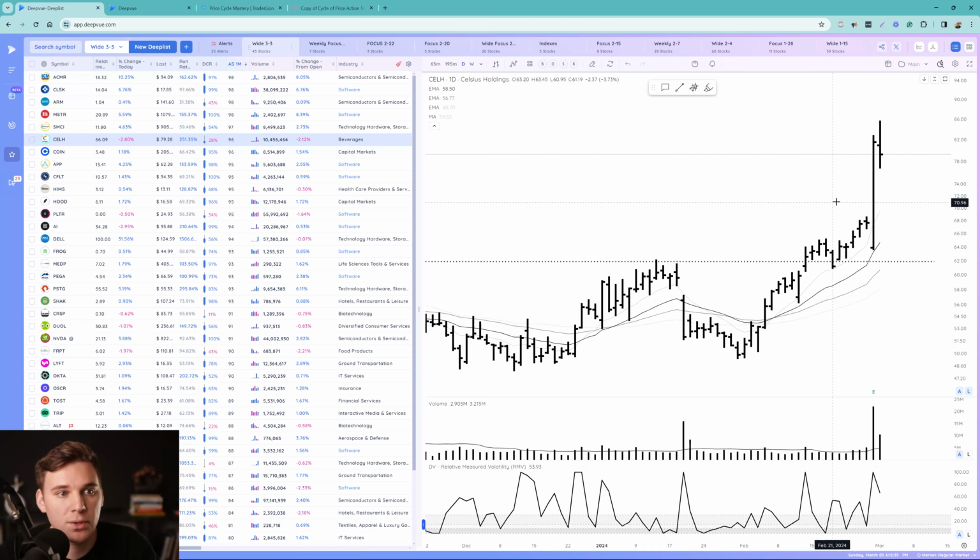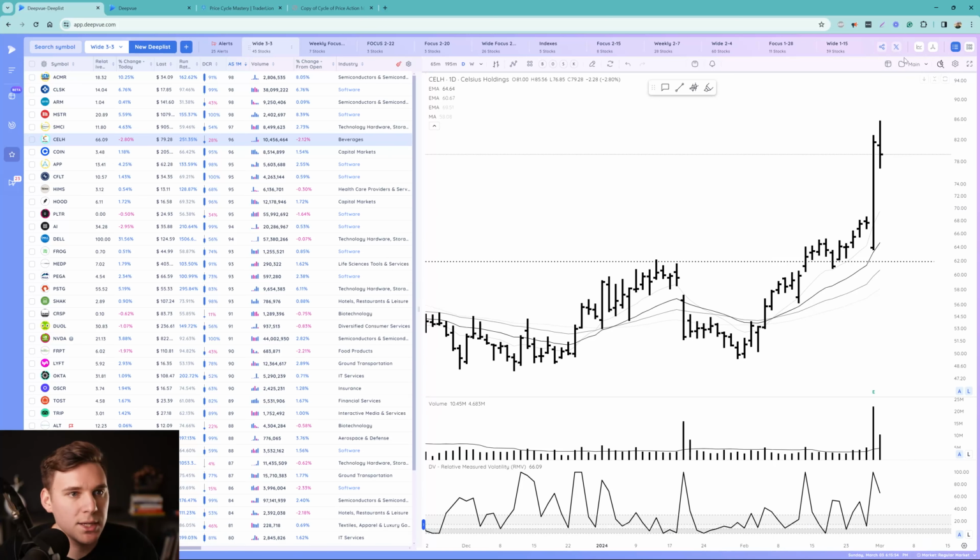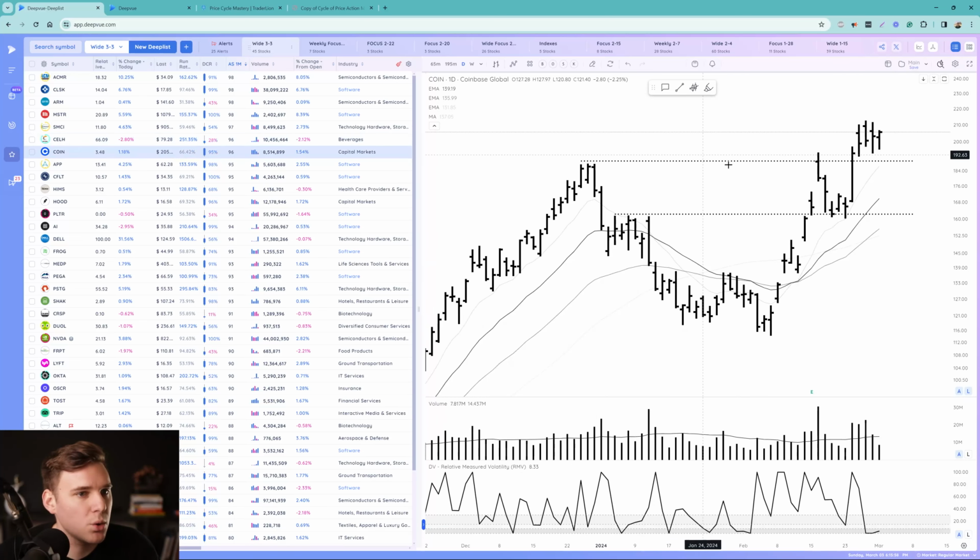Great triple-digit growth in terms of earnings and sales, essentially bring that up. And yeah, you can see huge growth, nice EPS surprise as well. Not too big, but decent, and also really, really strong sales growth. So that is CELH, and let's actually keep that on here. Next up, we've got Coin.